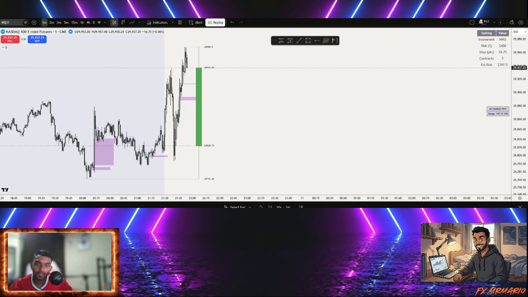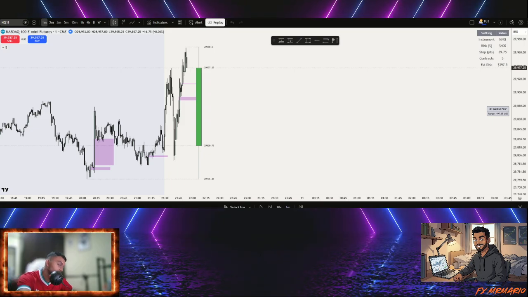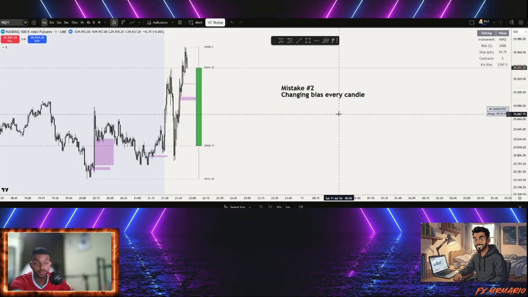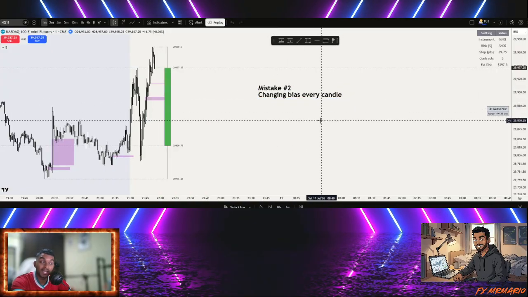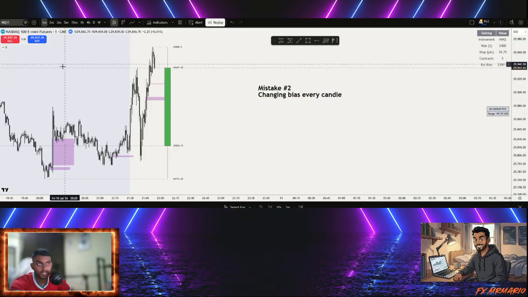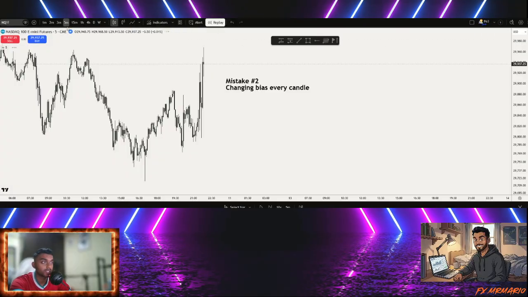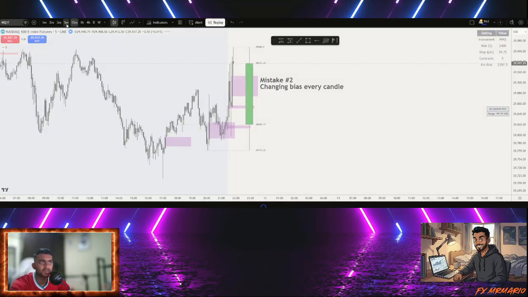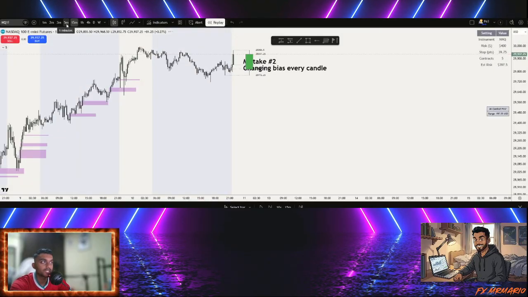All right, mistake number 2. This is a very common mistake. I'm not proud of it, I've done that too. Mistake number 2, changing bias every candle. Now, when I started learning daily bias, I used to do this. I just look at 5 minutes because I'm trading on the 1 minute, right?